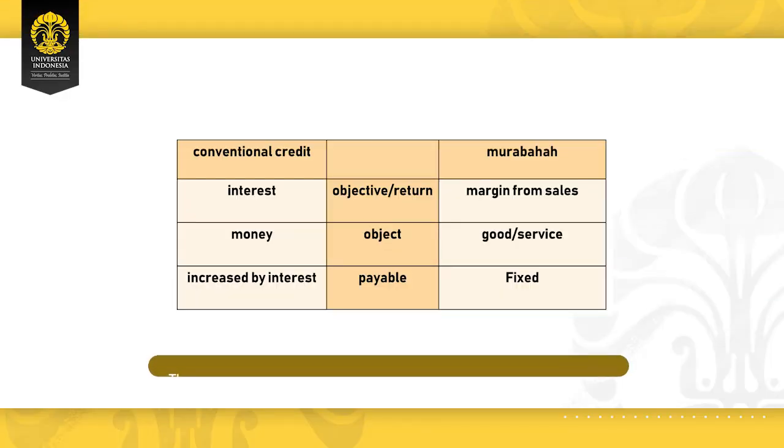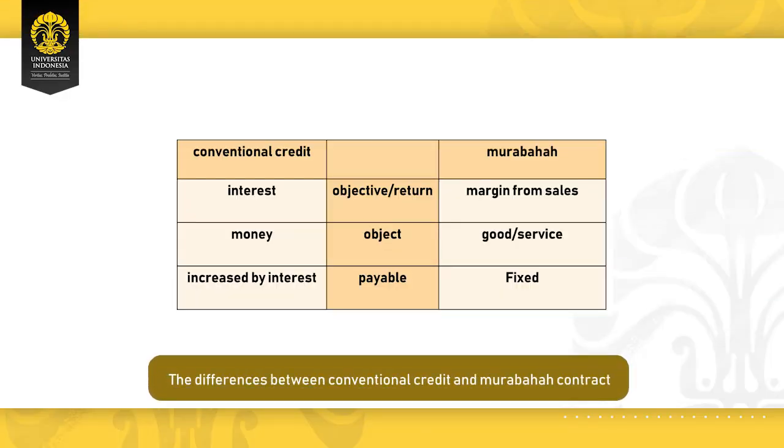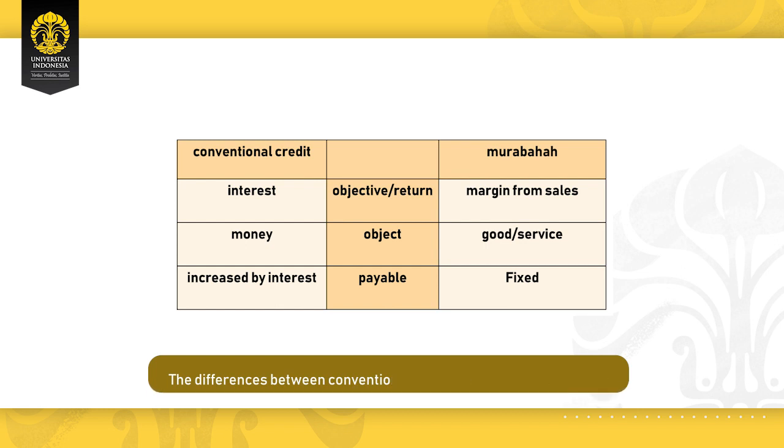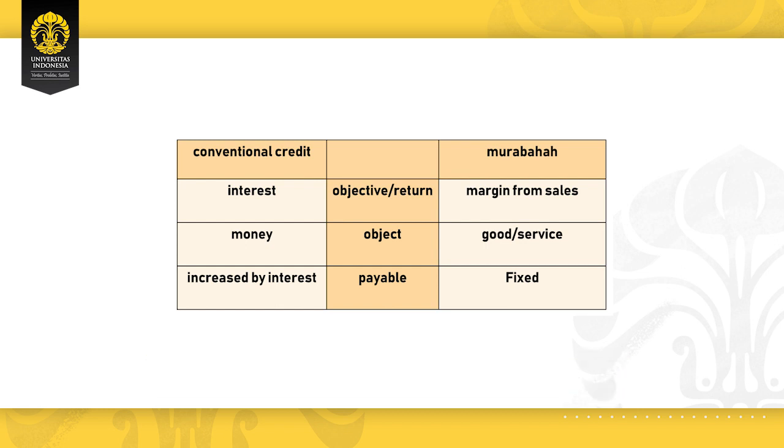Some banks in the Middle East area make their own warehouse to put inventory on hand. We can summarize the differences between conventional credit and Murabahah contract. In the conventional credit, the objective for return of the credit is interest, but in Murabahah, the objective is the margin of sales. The object in the conventional credit is money, while in Murabahah, the object is good or service. And in terms of the payable, in conventional credit, the payable increased by the interest, while in Murabahah, the amount of payable is fixed.